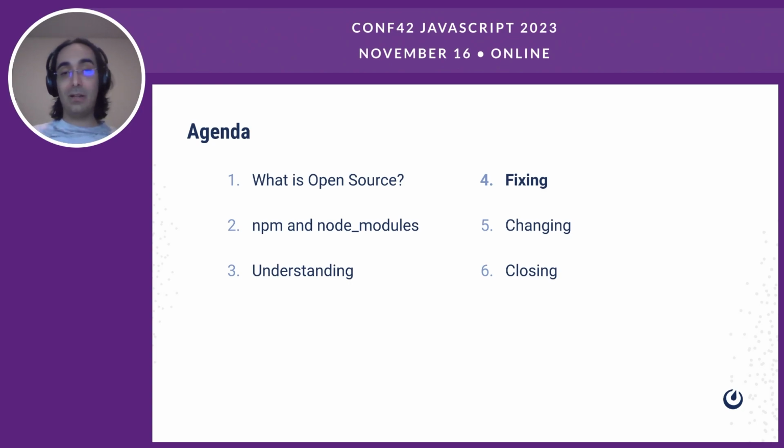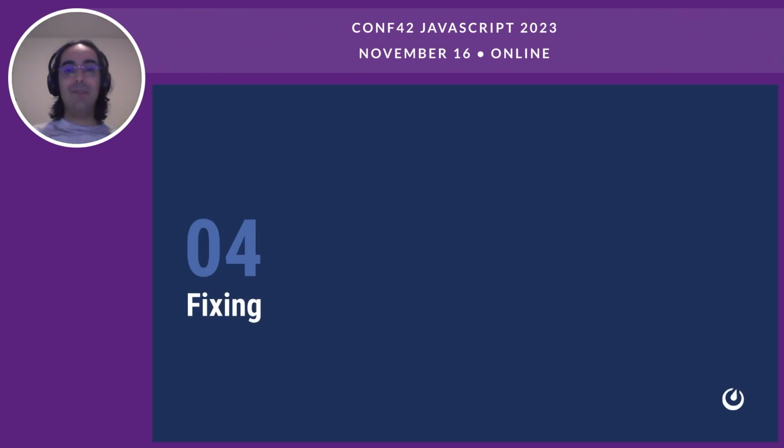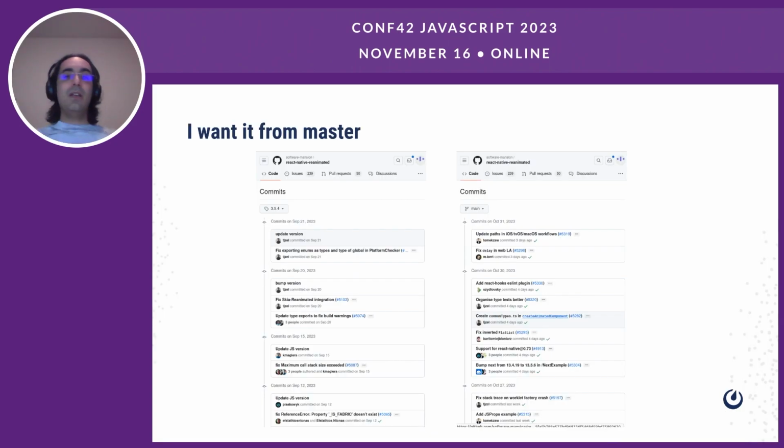And learning is great, but at some point you want to get things fixed. So what can we do? Let's have some real examples about that. What you see on the screen on the left side is the commit history of the latest release version of the React Native Reanimated library, one of the libraries we use at Mattermost. And on the right, you can see the commit history of the main branch. As you can see, a lot has happened since.